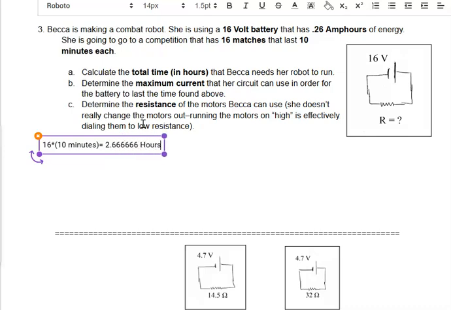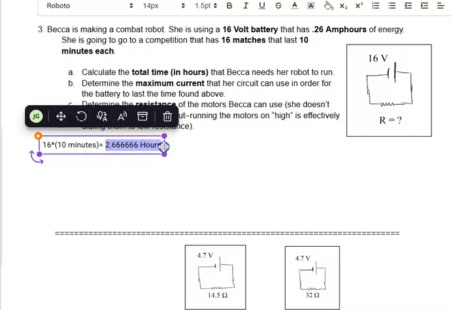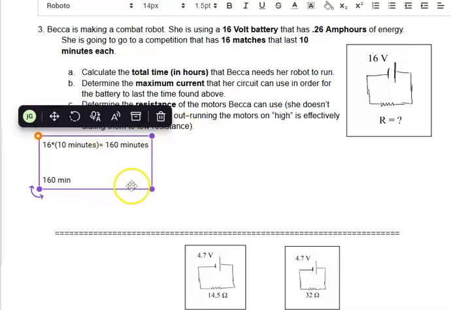Oops. I skipped a step. 160 minutes, and if you look at my PDF answers, I did 160 minutes. I'm going to have to do this with a pen.